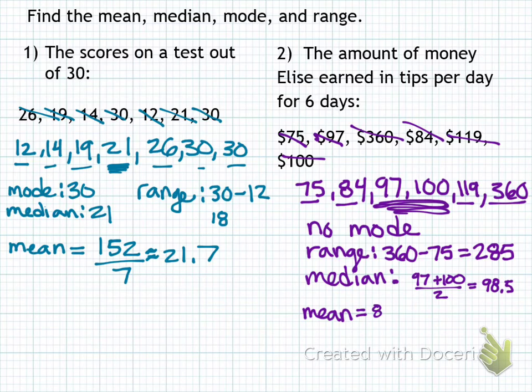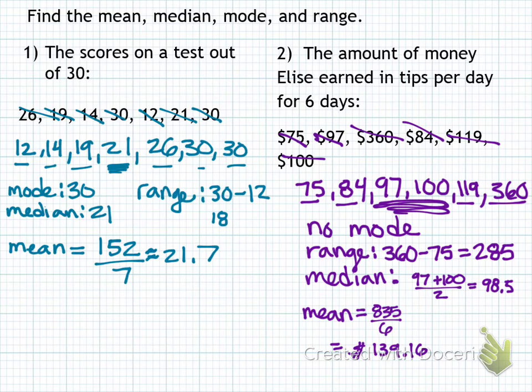Okay, then the mean, I add them all up. I get 835, dividing by the number of terms, which is 6, gives me 139.16. This is interesting. The mean and the median are both supposed to be what we call measures of center, so they should give us an idea of where the center of the data is. The median here, if you look, 98.5, that seems to be a pretty good representation of her tips from these days.